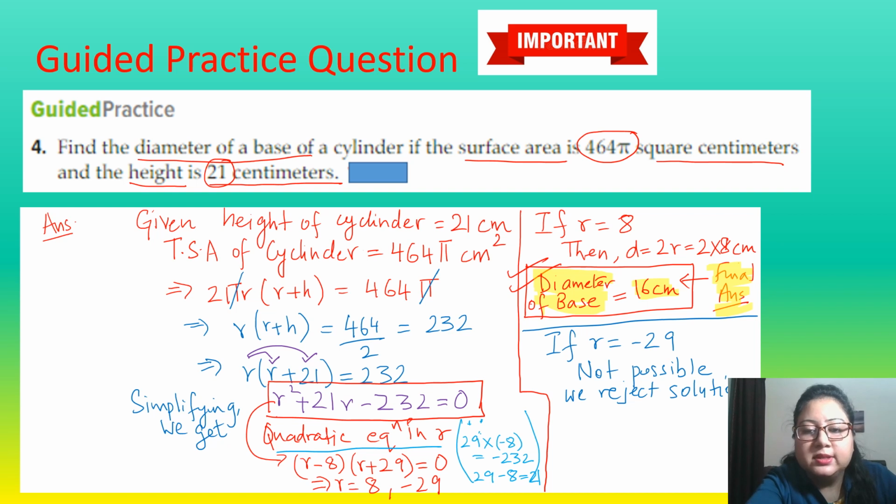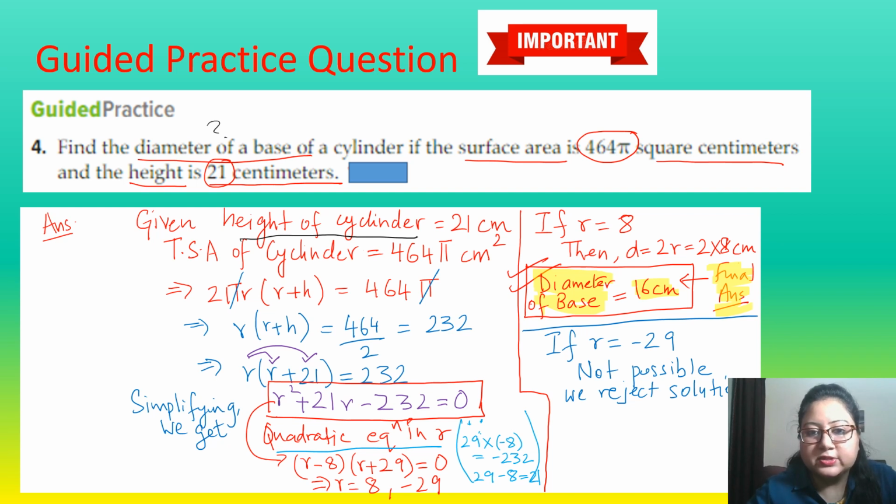Now this question is a little different in the sense that the surface area is already given to you. And if you observe, it is given to you in terms of pi. Also, the height of the cylinder is mentioned, and what you need to find is the diameter of the base. So let's first write very clearly what's given, and then we'll deduce what steps we need to use to solve the question. The first thing which is given is the height of the cylinder, that's 21 centimeters.